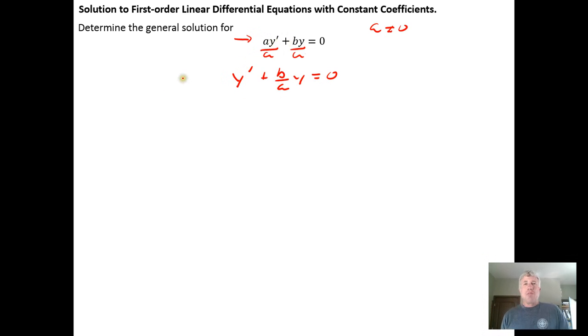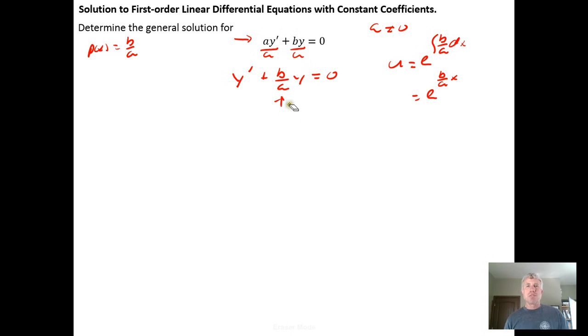And then our technique when we get it into this form is to calculate the integrating factors. So what we did is we took u equals e to the antiderivative of the p of x term. So in this case our p of x would equal b over a. So we took the antiderivative of the p of x term, which is just the constant b divided by a, and we integrated with respect to x, and we wanted any antiderivative of this. So one antiderivative of b over a dx is just b over a times x.